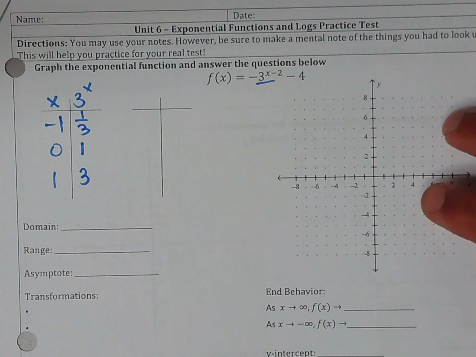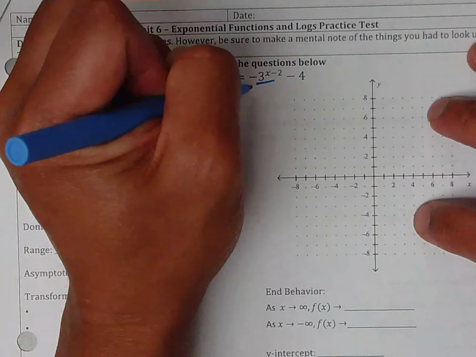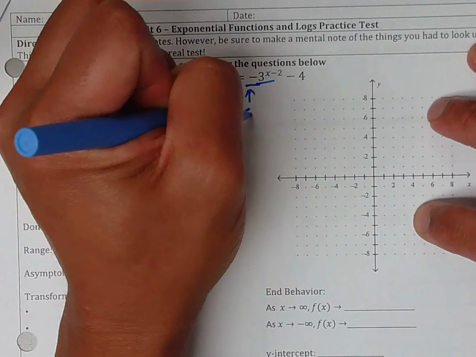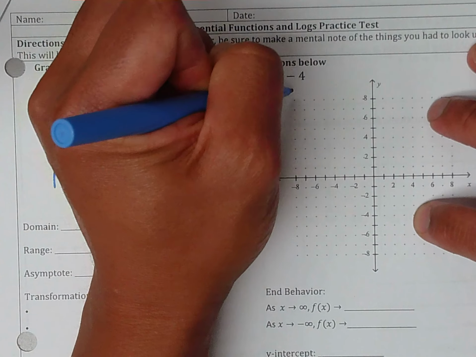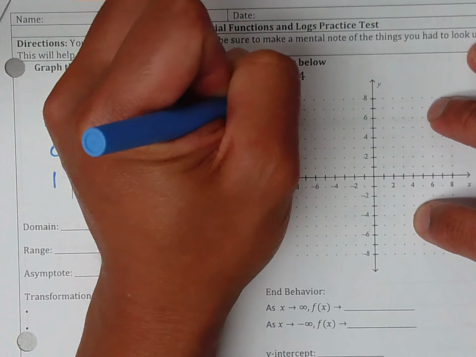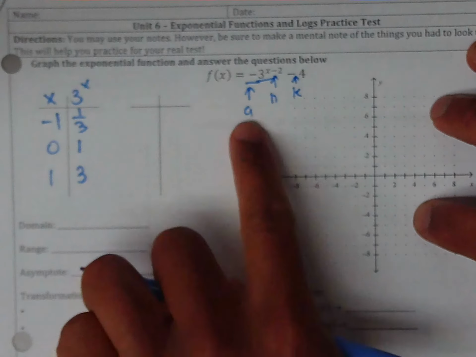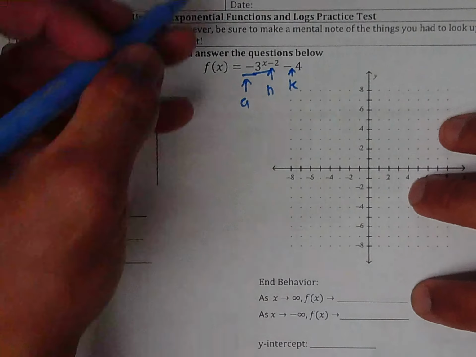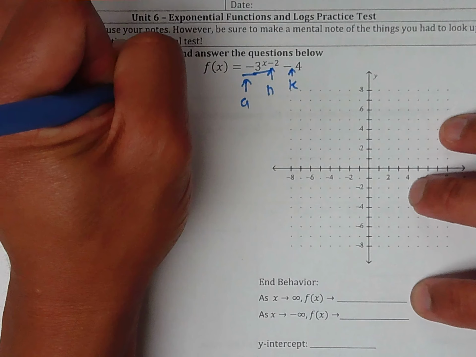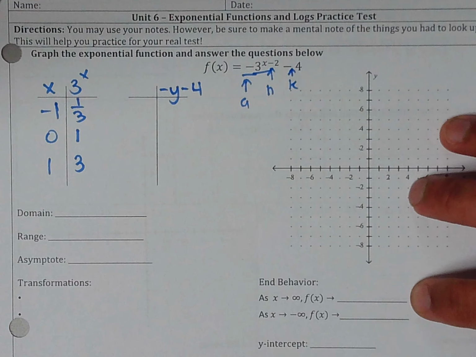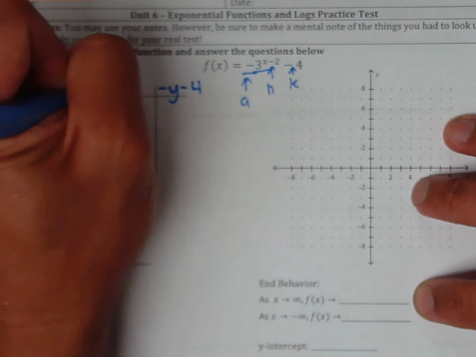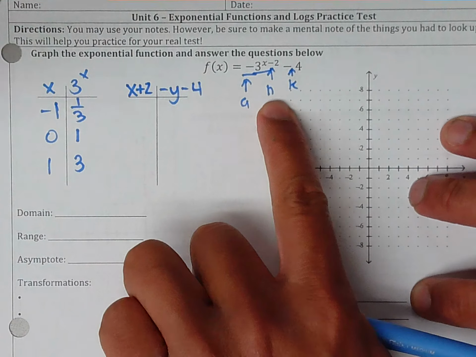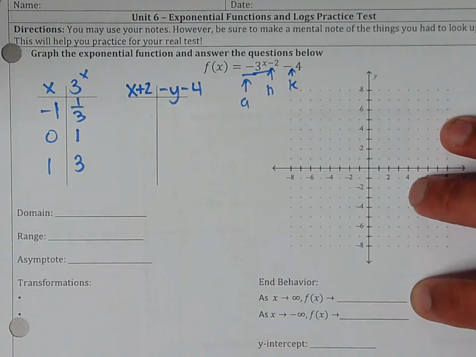Next, we think of our transformations, right? So our transformations, this -1, that's going to be our a, that's going to be our h, and that's going to be our k. All right, so remember, a and k only affect our y values. So it's going to be -y minus 4, and then we have, well, x plus 2. That h is going to affect our graph. It's going to move it to the right 2.